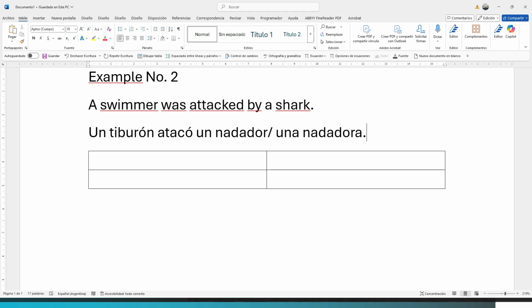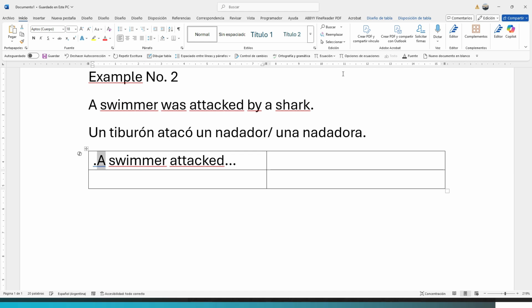So, let's go through the analysis. First of all, I'm going to write here what we're going to analyze first. A swimmer attacked. I'm going to highlight it. A swimmer.